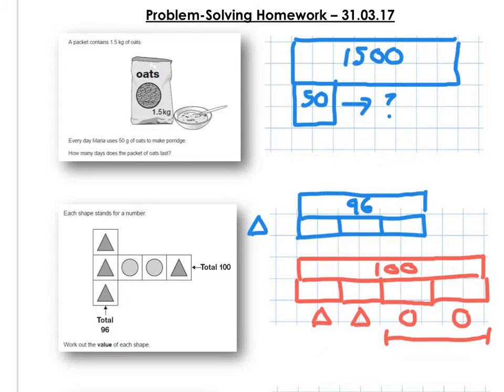There's a little bit of a cheat to make it a little bit easier, as long as you understand it. You can look at it and think, well, 1,500 and 50, they've both got zeros on the end. I can cancel out one of the zeros, so now I'm dividing 150 by 5, which might be a bit of an easier calculation for you to do. And it should give you the same answer as 1,500 divided by 50, because you've done the same to both numbers.